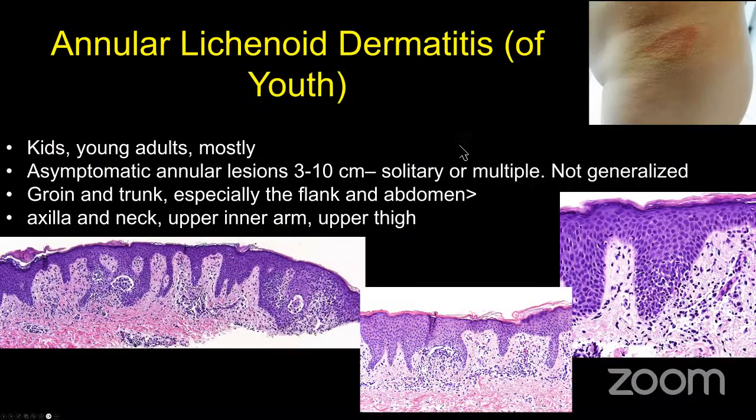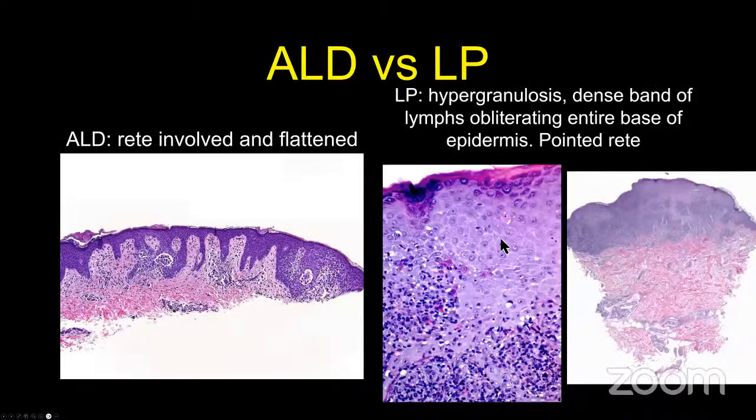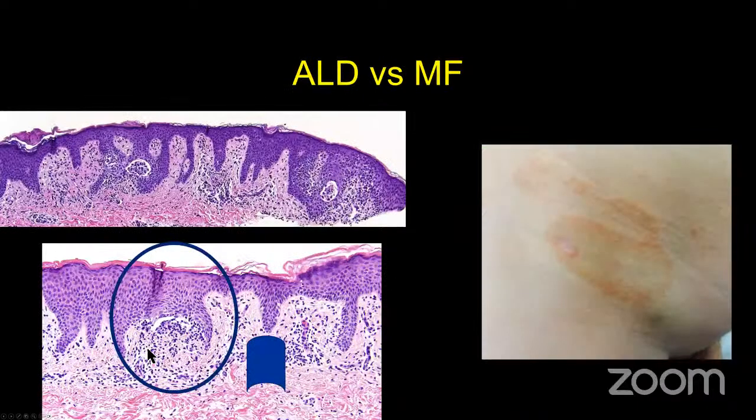Annular lichenoid dermatitis of youth is the one I mentioned where you have a lichenoid tissue reaction affecting the tips of the rete. Clinically, the patients are usually kids, but can be seen in young adults, with these annular lesions on the hip girdle and the shoulder girdle. In contrast to lichen planus, it really involves just a single rete, not the entire area of the dermis. It almost looks rhomboid-shaped, claw-shaped at the base.